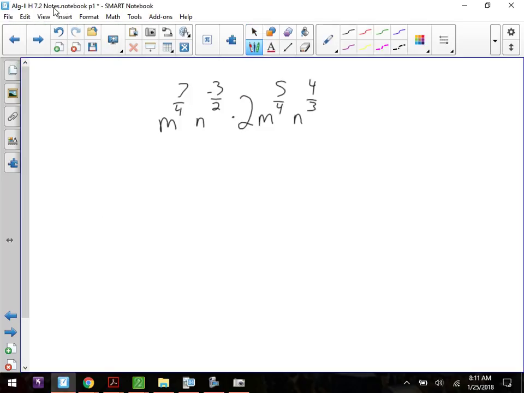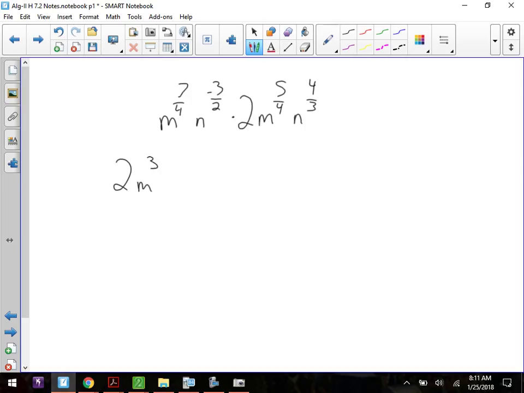Here's the first one. Now, whenever I'm doing these problems, the first thing I'm going to take care of is numbers. In this case, I just have a 2. I have m to the 7/4, m to the 5/4, which means same base, different exponents. I just add them. 7/4 plus 5/4 is 12/4, otherwise known as 3. So I have m cubed.